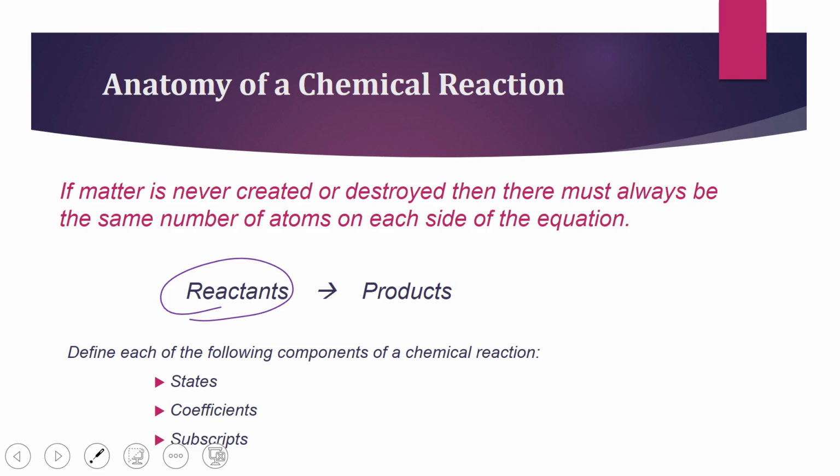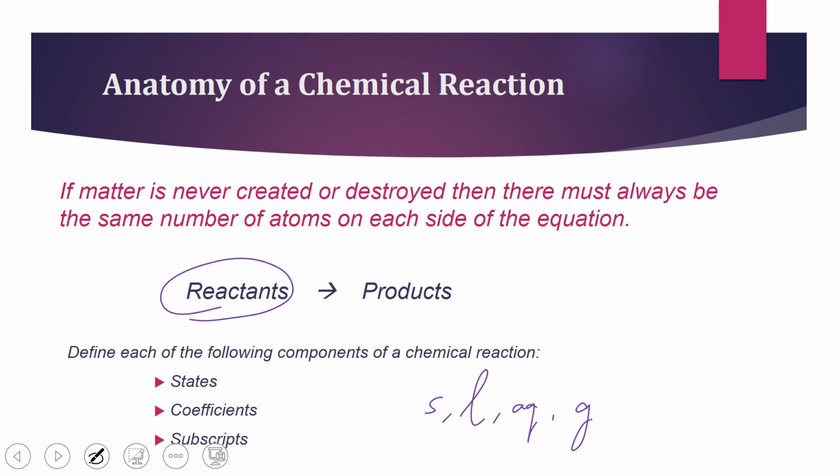In order to be able to fully understand this, we need to be able to define each of the other components of a chemical reaction. So this includes our states, coefficients, and subscripts. Our states, if you remember, are the different things that let us know what physical state the reactants and products are in. We use a little s for solid, an l for liquid, aq for an aqueous solution, anything dissolved in water, and then we also have g for gas, our highest energy state of matter, where particles are moving around really quickly.